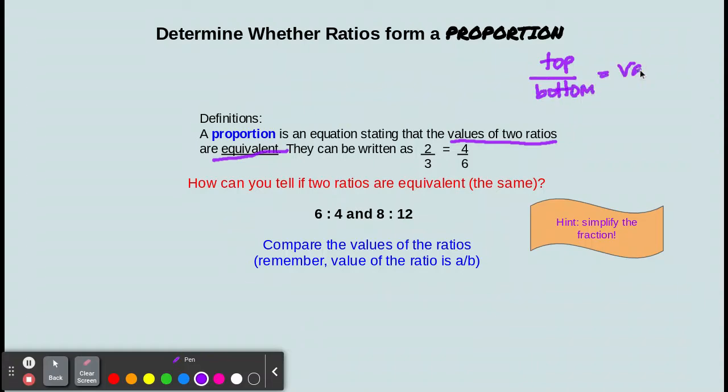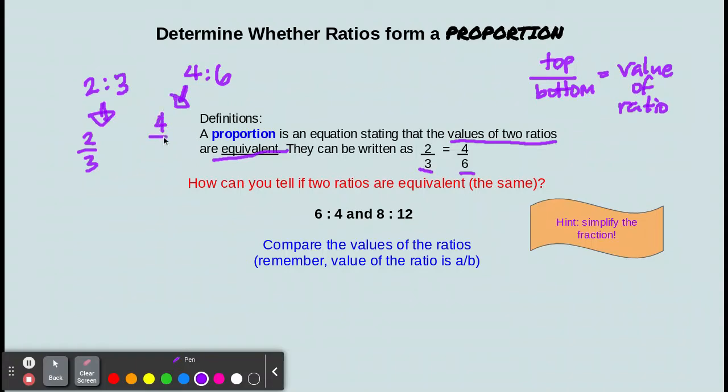That is the value of the ratio. Okay, so 2 to 4, 2 to 3. That's this one here. And 4 to 6. Okay, we're going to compare these two. Let's find the value of the first one. That's the top over the bottom. We're going to find the value of the second one, top over the bottom.